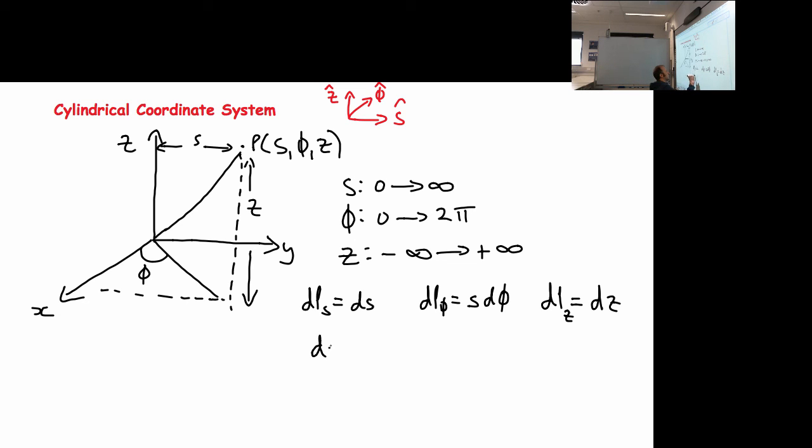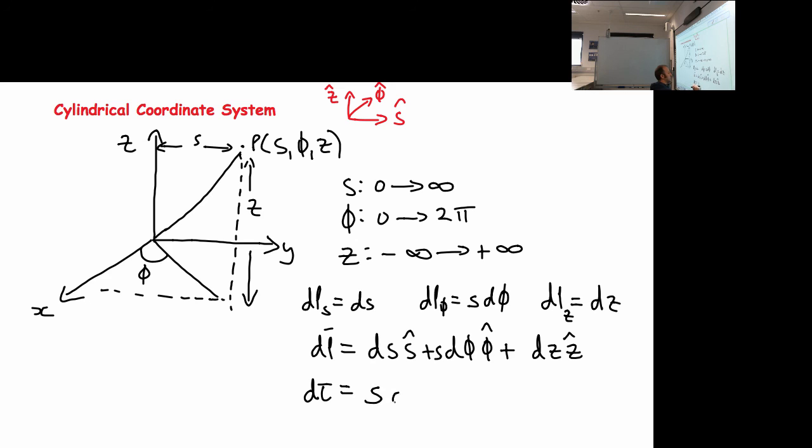Okay, so now we have as our total infinitesimal displacement vector dl, which should be equal to ds s hat plus s d phi phi hat plus dz z hat. And we can also write down our infinitesimal volume element, d tau, which is going to be equal to s ds d phi dz.